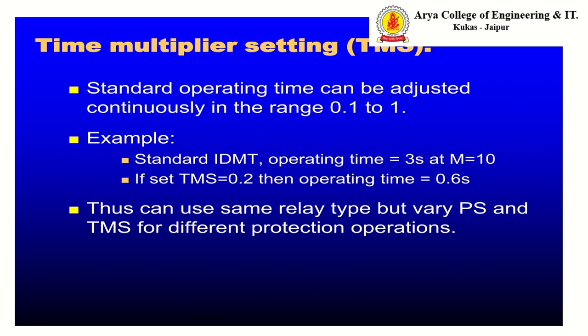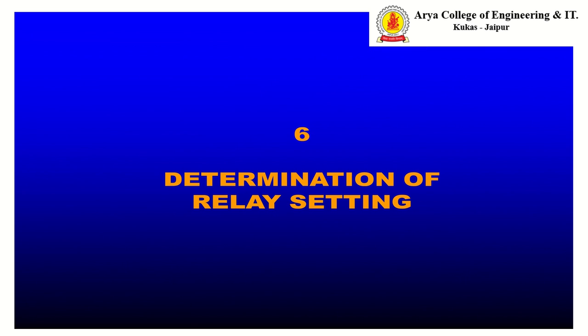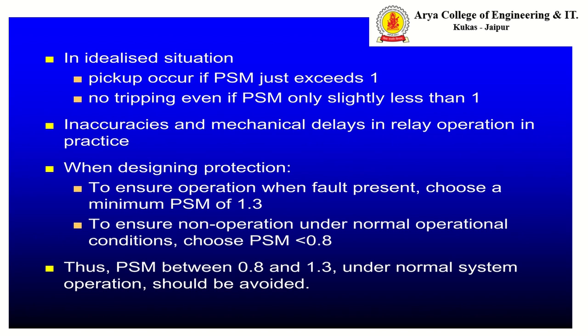If we set TMS equal to 0.2, then the operating time equals 0.6 second. This way we can use the same relay type but vary the plug setting and time multiplier setting for different protection operations. Now, determination of relay settings.